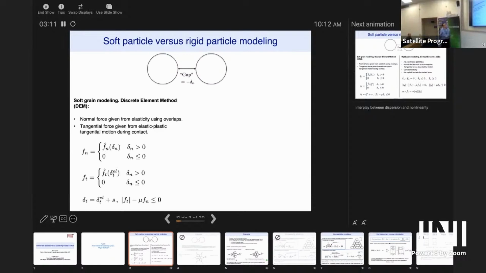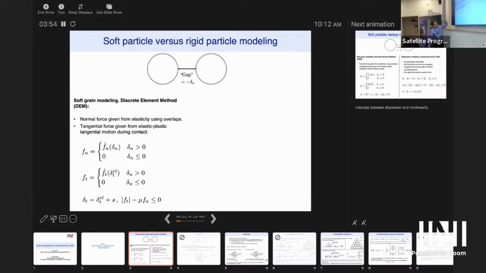When you use the discrete element method to figure out the forces between grains, you basically get the normal force from elasticity, and you convert that from the overlap. You can use either Hertz's law or some other contact relationship to convert the overlap distance into a force. The tangential force is also given from a displacement, from an elastic-plastic tangential motion during contact. So contact forms, they overlap, you get a normal force. Then if you start to shear one against the other, from that point you measure the tangential displacement. You can put a spring there, and that will give you a tangential force up to some Coulomb limit.